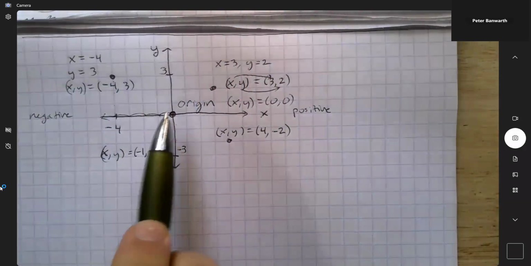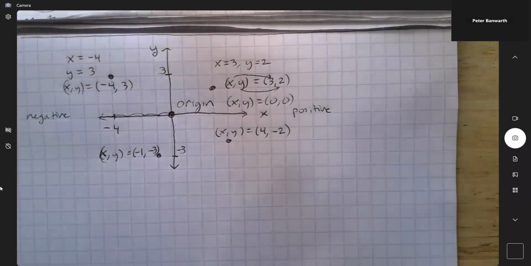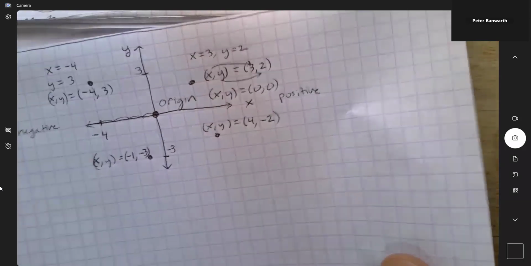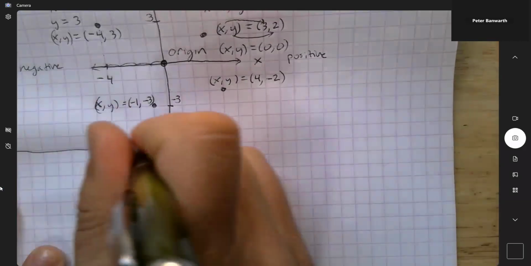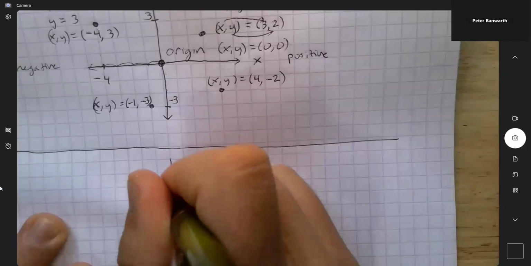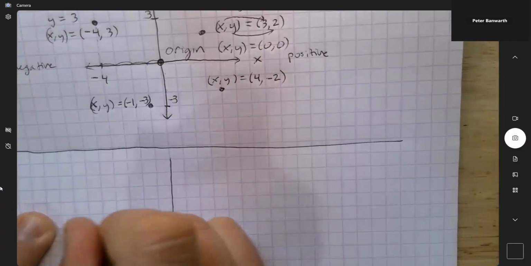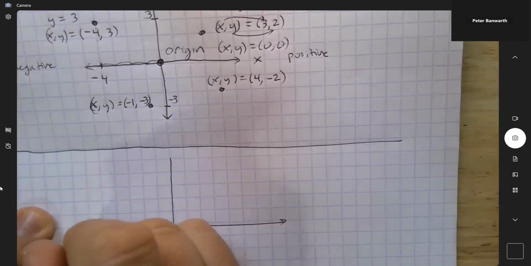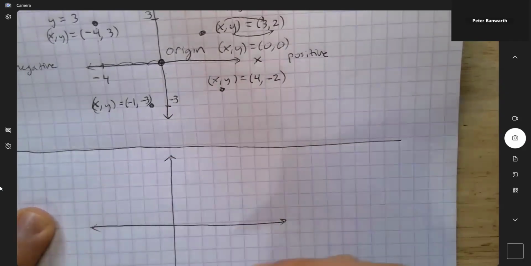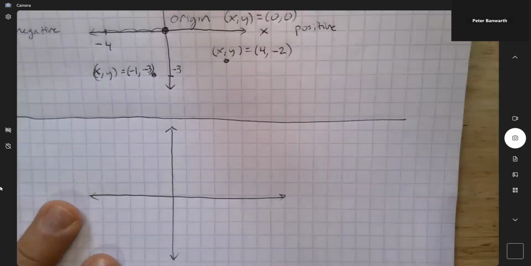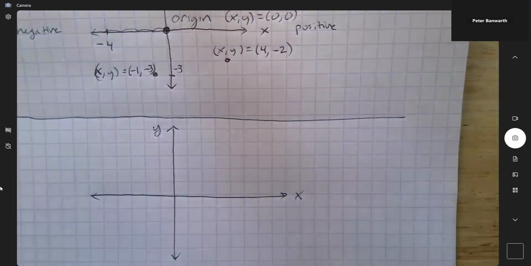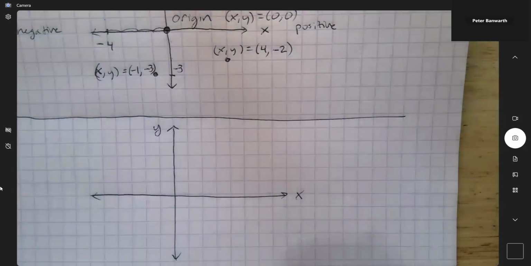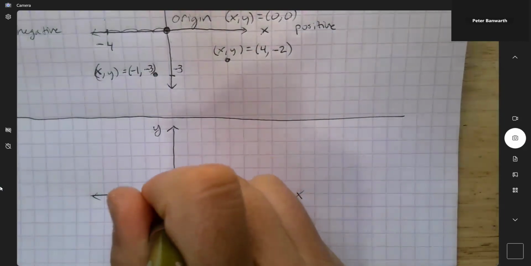X goes 0 steps, y goes 0 steps. We haven't moved anywhere. We're where we started, so we're at the origin. All right, let's give these different parts of my coordinate plane names. We often put arrows on the end of our axes to indicate they go forever, but I don't really care so much. Sometimes I do, sometimes I don't. So we have our origin right here.